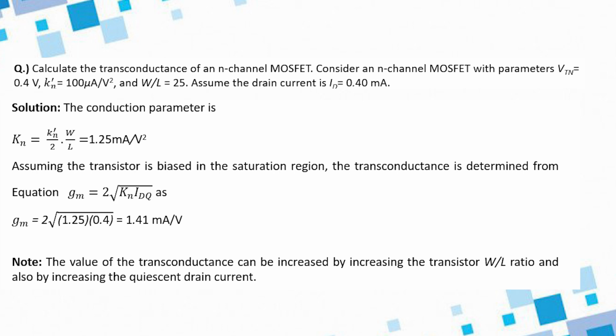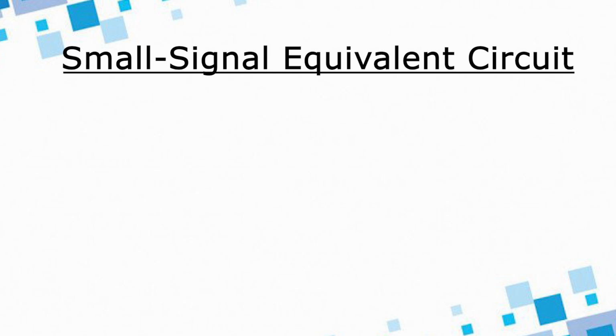Let us note one thing, the value of transconductance can be increased by increasing the transistor W by L ratio and also by increasing the quiescent drain current. So, if we change the W by L ratio, the transconductance will change and it will also change with the variation in the quiescent drain current IDQ. The small signal equivalent circuit.